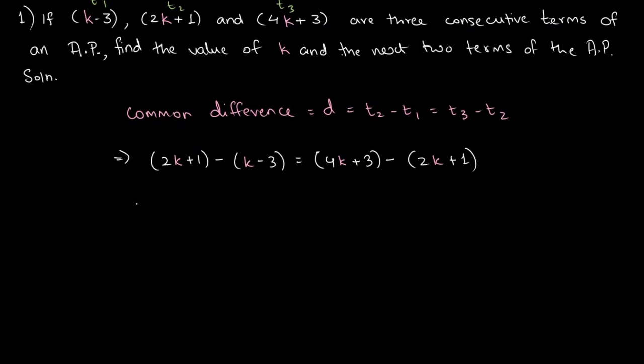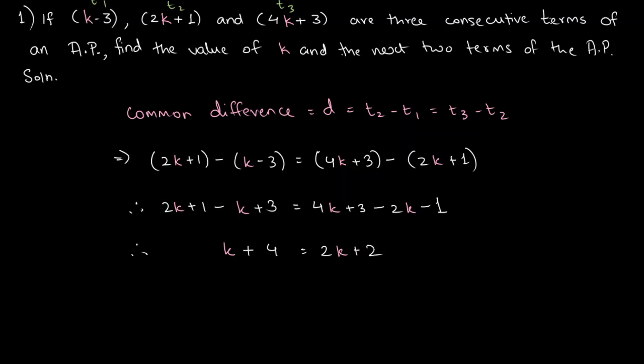If I open up the brackets first, I get 2k plus 1 minus k plus 3. Remember, minus into minus will make it plus. Next it is 4k plus 3 minus 2k minus 1. Let's just solve this first. 2k minus k will make it 1k, and plus 3 will make it plus 4, is equal to 4k minus 2k is 2k, 3 minus 1 is 2.